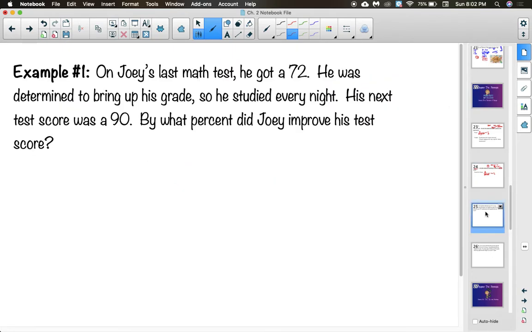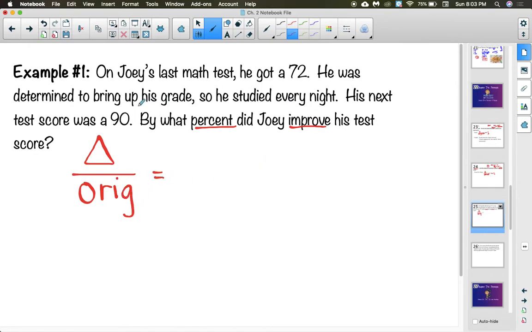All right, let's look at our examples now. This is an example of percent of change. So it says, on Joey's last math test, he got a 72. He was determined to bring up his grade, so he studied every night, and his next test score was a 90. By what percent did Joey improve his test score? So this verbiage here, by what percent did Joey improve? So we're talking about improving by a percent. That's how you know this is a percent of change problem. By what percent did he improve? Or by what percent did he increase his score?